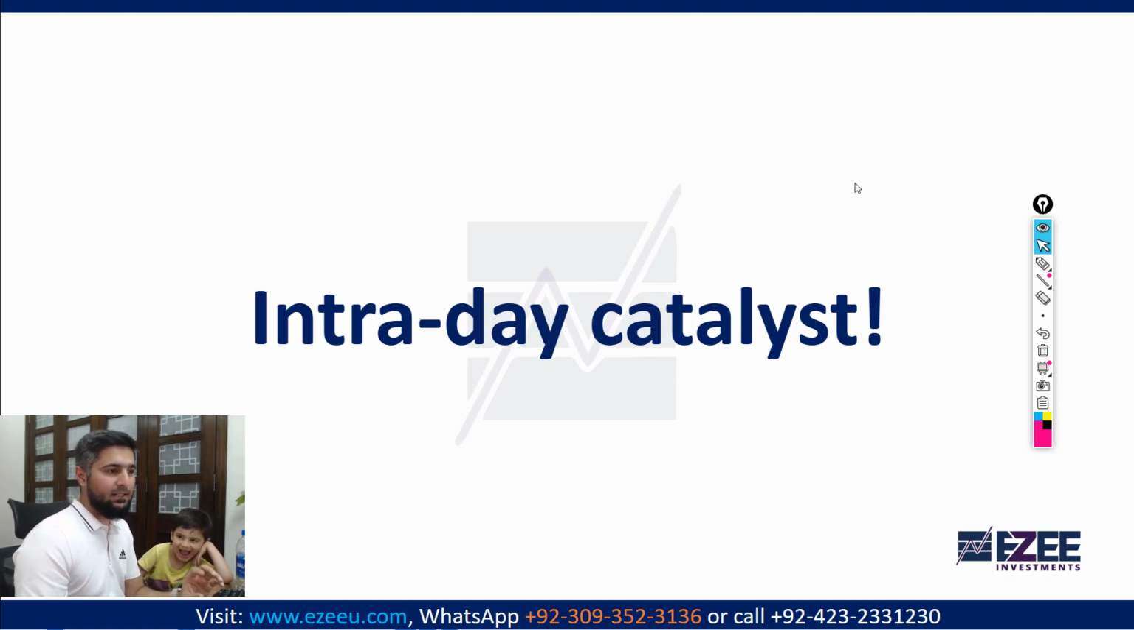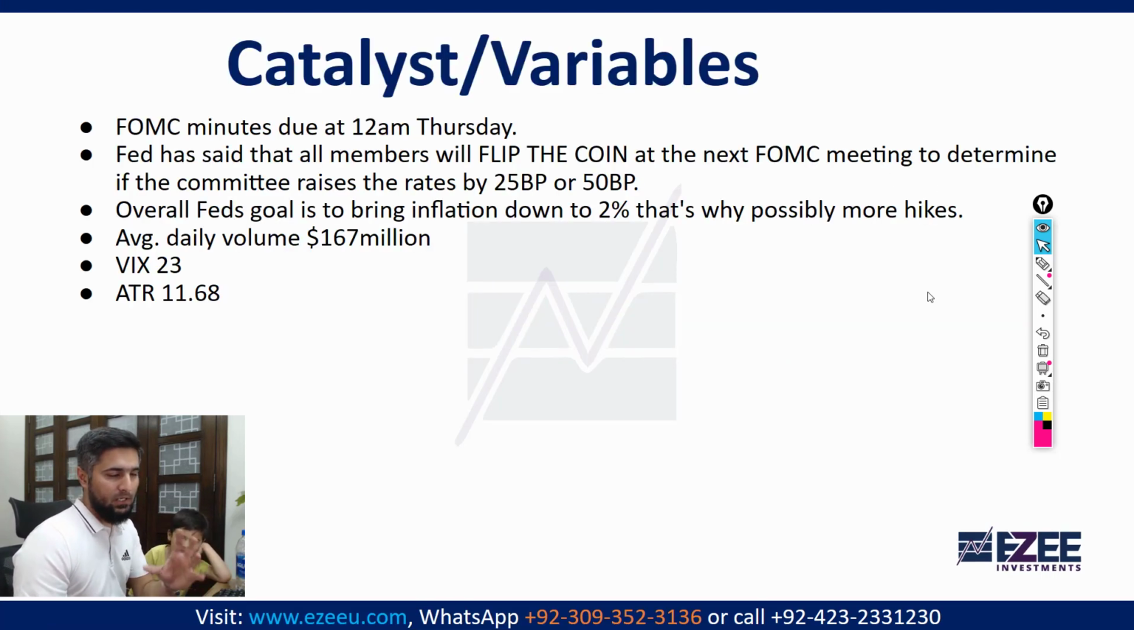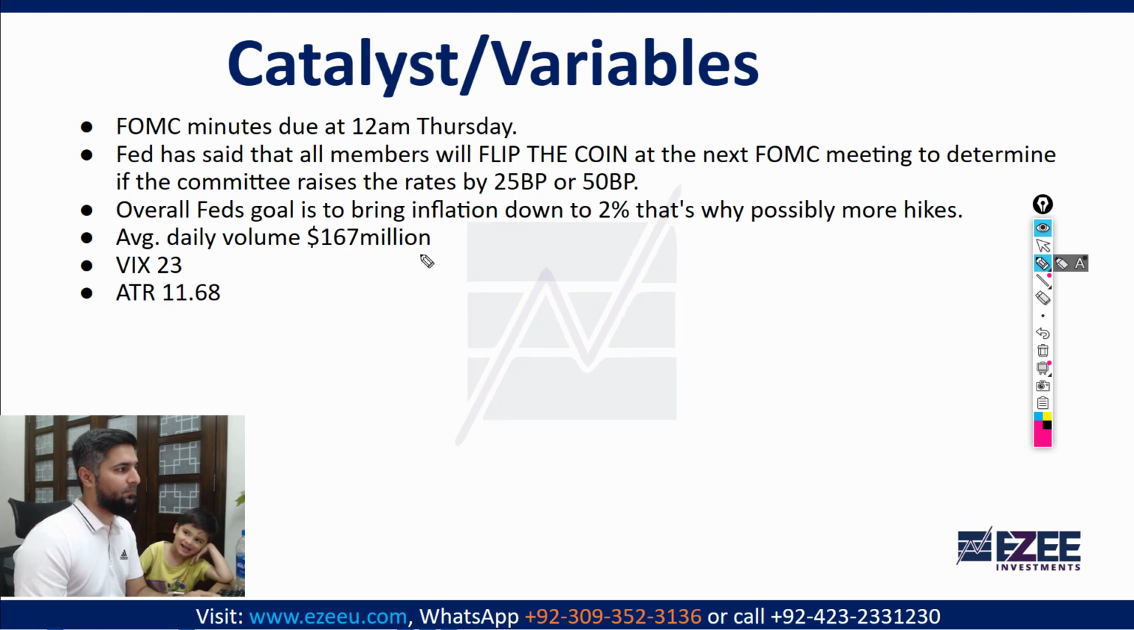So in the intraday catalyst, I look at what news is coming ahead. So we had the FOMC minutes meeting, which was due at 12 a.m. Pakistan Standard Time. The Fed is actually tackling an issue of inflation because the Fed wants inflation to be back to 2%. That's why they are hiking more interest rates. So I always look at what is the average daily volume of my stock, the VIX number. VIX is actually a fear index. If you want to learn more about it, you guys can Google it.